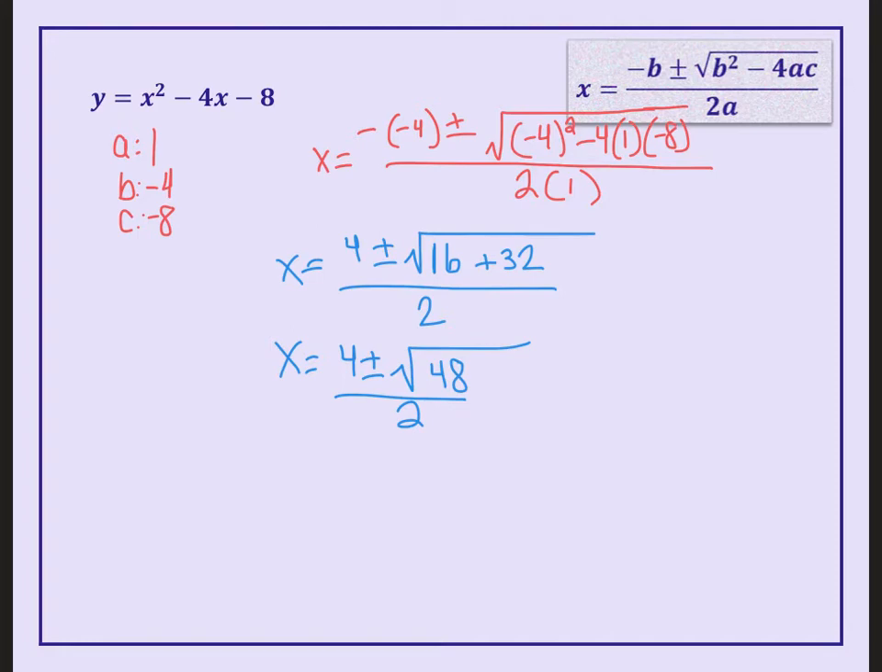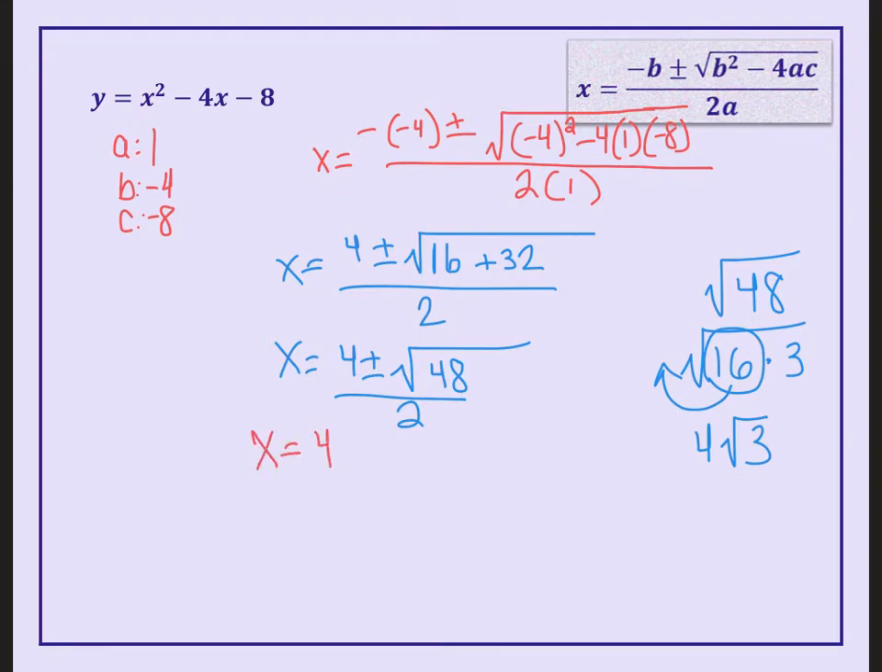So for 48, I want to figure out how to simplify the square root of 48. You can do the factor tree, or you can look for perfect squares that go into it. I'm going to go ahead and do the perfect squares that go into 48. A perfect square being 16 times 3. 16 times 3 gives me 48, and I can take the square root of 16, which is 4 square roots of 3, because the 3 stays underneath your radical. So that I have x equals 4 plus and minus 4 square roots of 3 over 2.